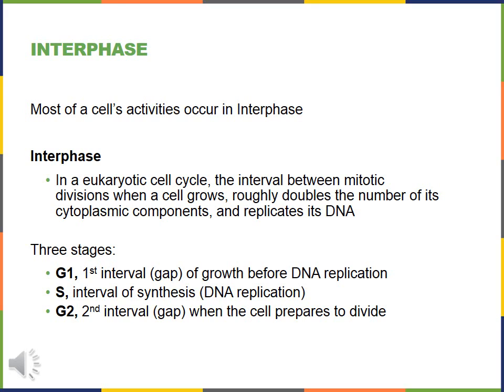So the S phase is where DNA replication happens. We're making a copy of our DNA. G2 is the second interval or the second gap phase, and this is where the cell gets ready to divide. So interphase happens before the mitotic process, and it's G1, S, and G2.